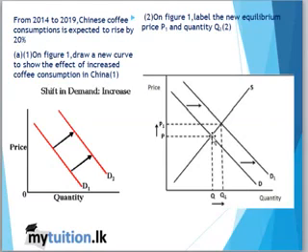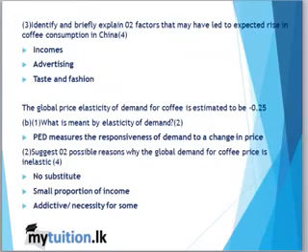So this is the original demand curve and supply. When demand shifts to the right, there is a new demand curve with a new price and a new equilibrium, P1 and Q1. Briefly explain two factors that may have led to this expected rise in coffee consumption in China.